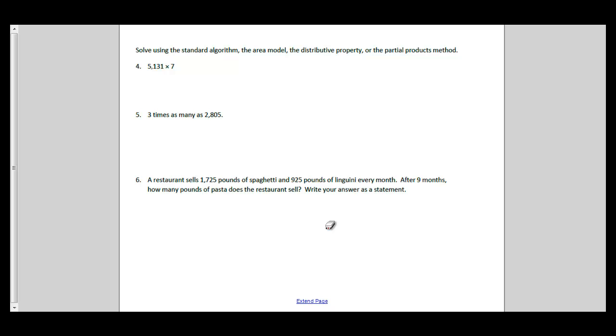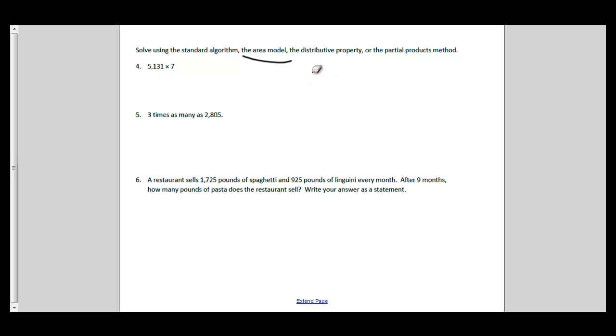All right, so last few problems here. Solve using the standard algorithm, the area model, the distributive property, or the partial products method. So this time you get to choose. I'm going to choose what method I want to use, but you can choose to do whichever method you want to do. So I'll probably do the area model on these just because that's new. But if you want to go ahead and do partial products or standard algorithm, you could just check and see if you got the same answer as me.